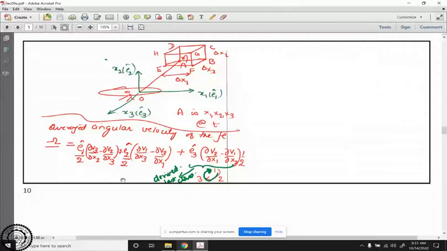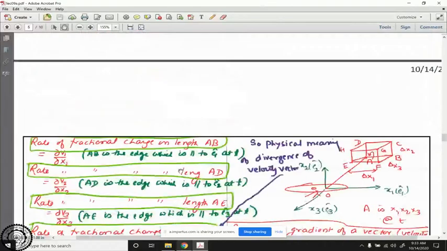Similarly, you can generate the second component. So this will be the full angular velocity vector with its 3 components, the averaged angular velocity of the fluid element. And remember, angular velocity is always associated with a fluid element. It will be a wrong statement to make that the average angular velocity of a fluid particle is this much. It doesn't make any sense. It has to be of a fluid element, not a particle.